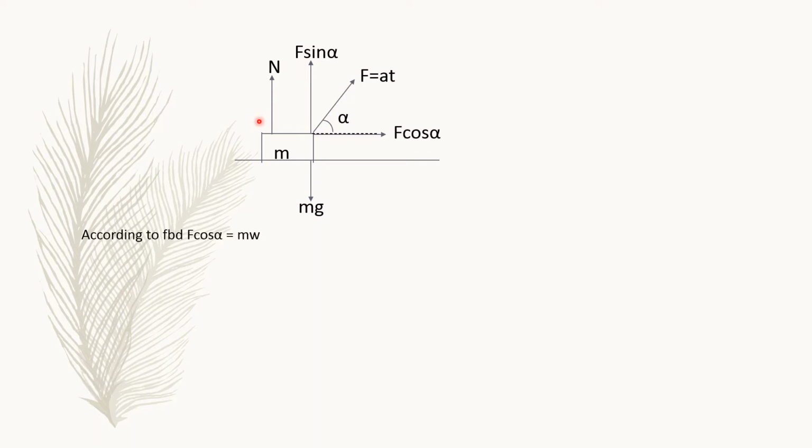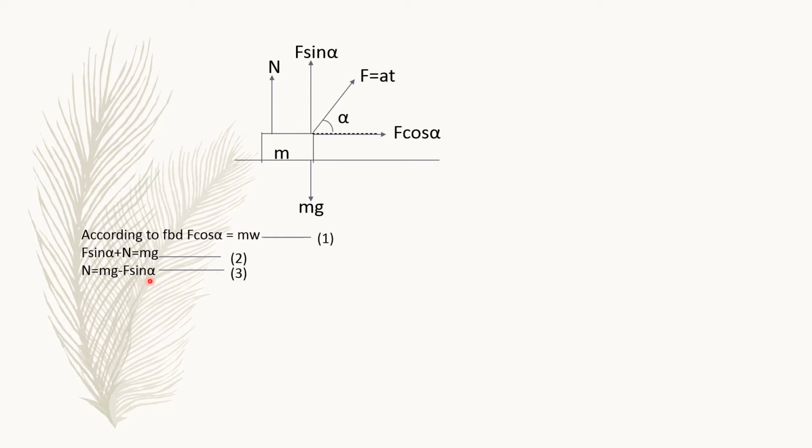According to the free body diagram of this body, you can see that F cos alpha is equal to m into w. The F cos alpha component, the component of the force in the horizontal direction, is only responsible for the acceleration of this body of mass m. Let us name this equation 1. Next, if we equate the perpendicular components of the forces to this horizontal plane, then you can see that F sin alpha plus N is equal to mg. Let us name this equation 2. From this equation, I can calculate the value of normal reaction. N is equal to mg minus F sin alpha.